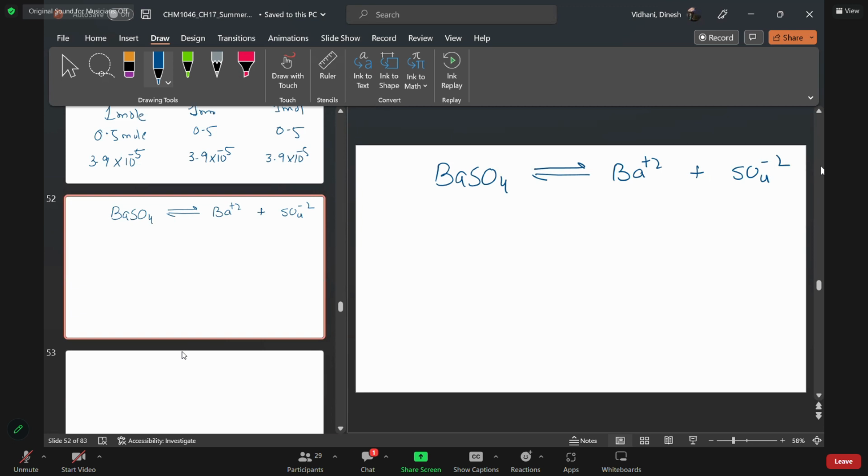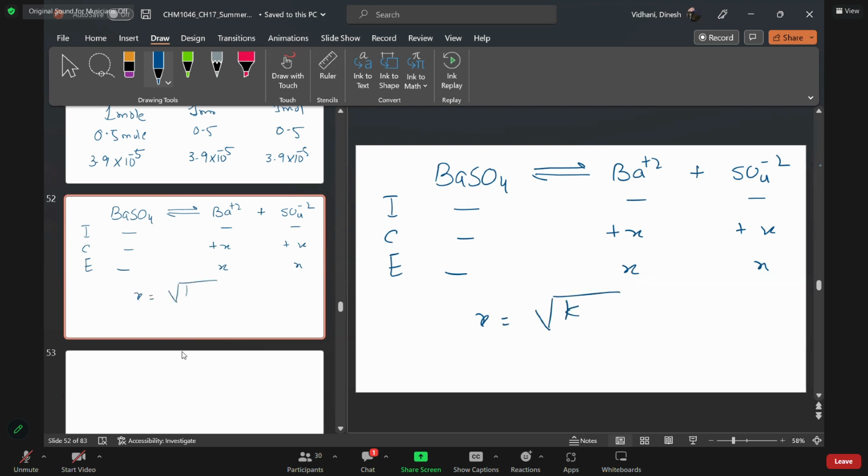Okay, so in case of barium sulfate, the way we wrote the ICE table was this way. X and X, this was plus, this was plus, and we said X was equal to the square root of KSP. This is how we did that. Now, this time, do we know X? Yes, X is given to us. That's 3.9 × 10^-5.